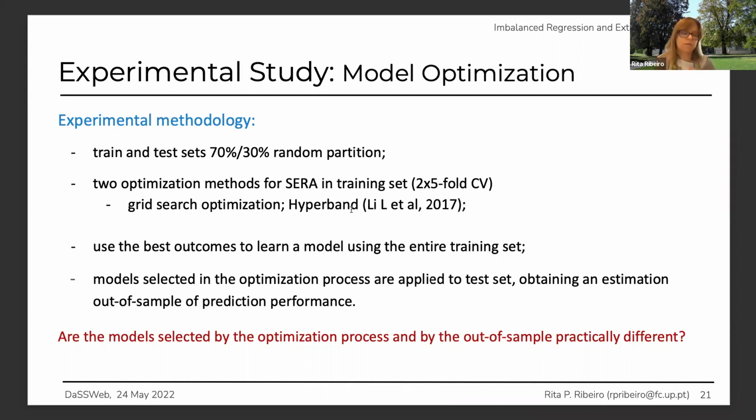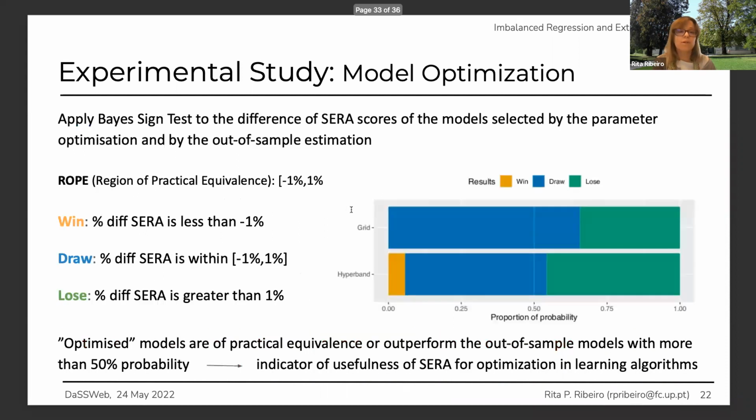The notion of practical difference is related to the Bayesian approach to comparing models, and we resort to the Bayes sign test to assess that practical difference between the models. We take the difference of the SERA scores obtained by the models selected by the parameter optimization process and by the out-of-sample estimation. The Bayes sign test has what we call a region of practical equivalence, for which the two models are considered practically equivalent, and in the remaining parts outside of that interval we can state that the model is practically better or worse than the one we are comparing.